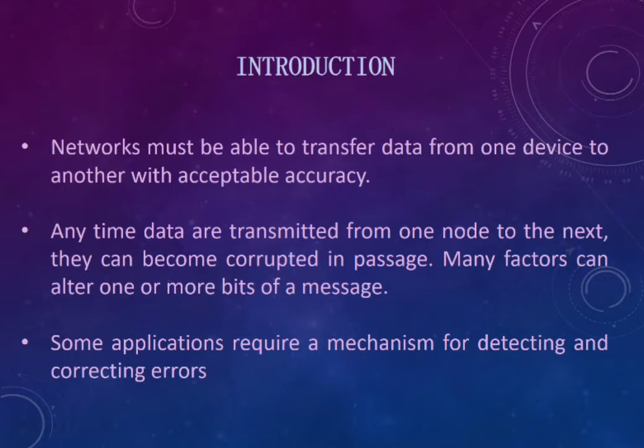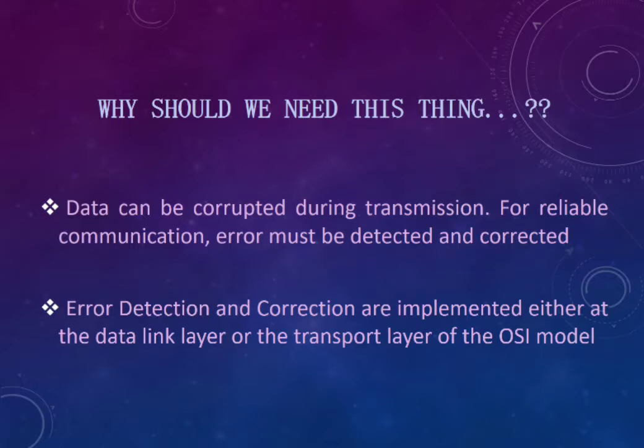Wait, so why should we need this thing? Because data can be corrupted during transmission. Some applications require that errors be detected and corrected, but some applications can tolerate a small level of error. For example, random errors in audio or video transmission may be tolerable, but when we transfer text, we expect a very high level of accuracy.